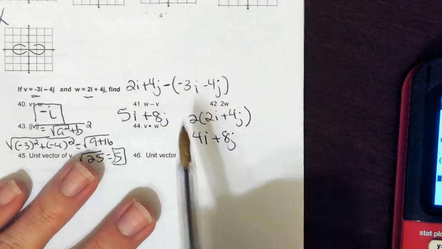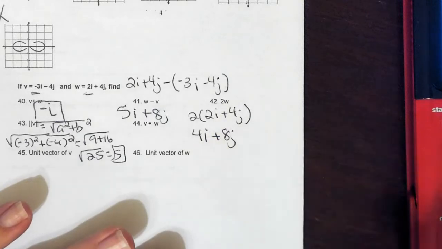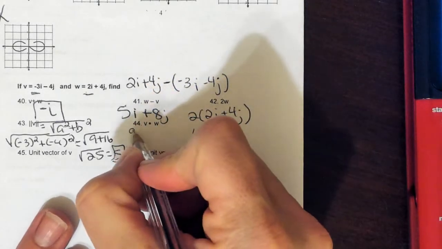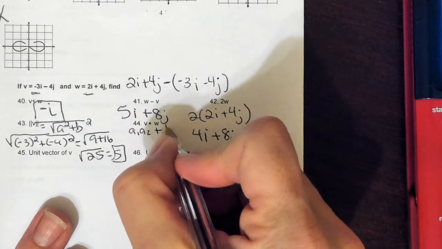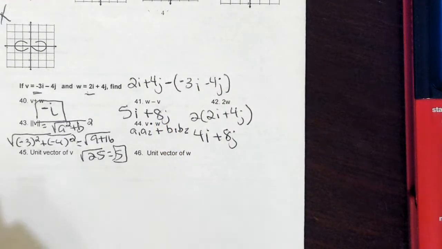All right, 44, it has v dot w, and that's asking you to find the dot product. To find the dot product, the formula was you multiply the a's, and then you're going to multiply the b's, and then you're going to add them together. So I'm going to multiply both a's, multiply both b's, and I'm going to add my answers together.